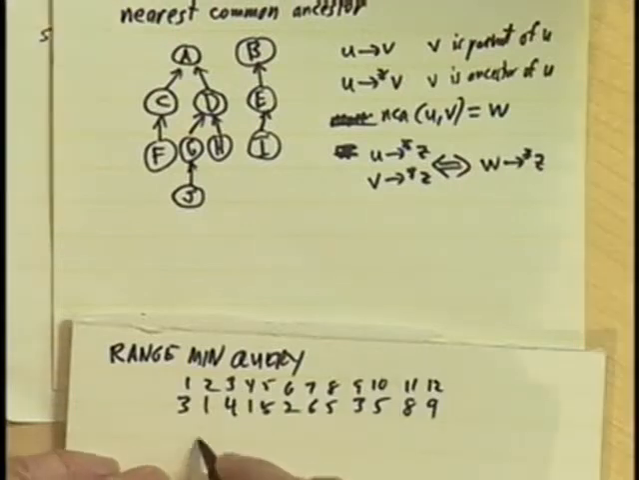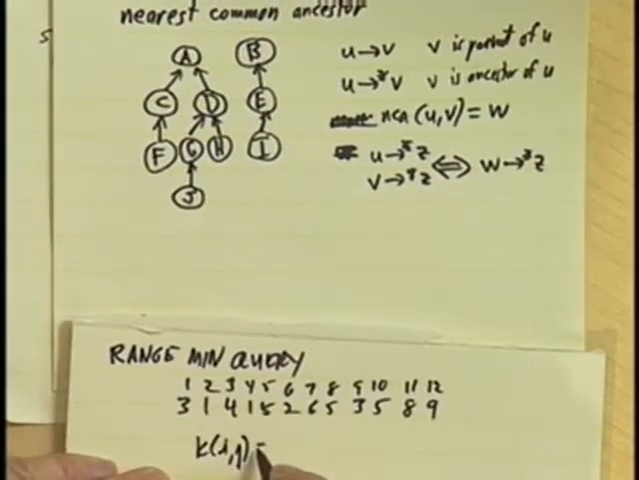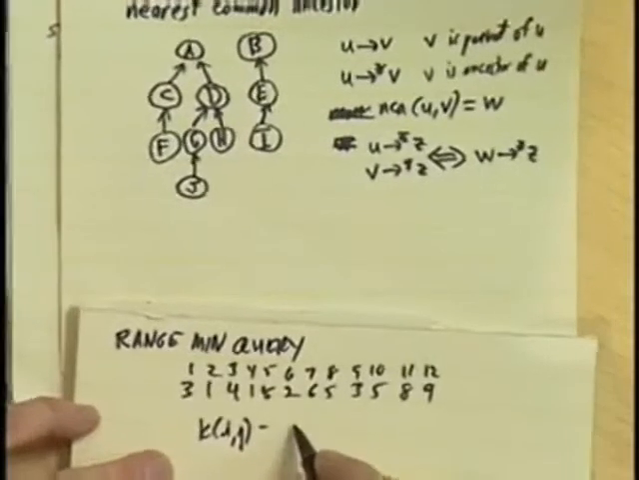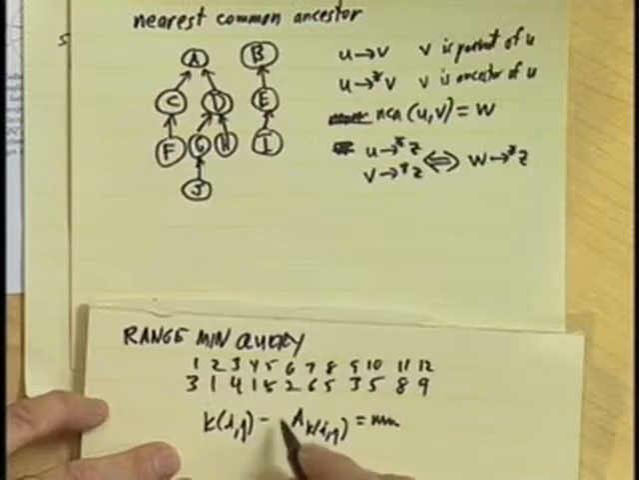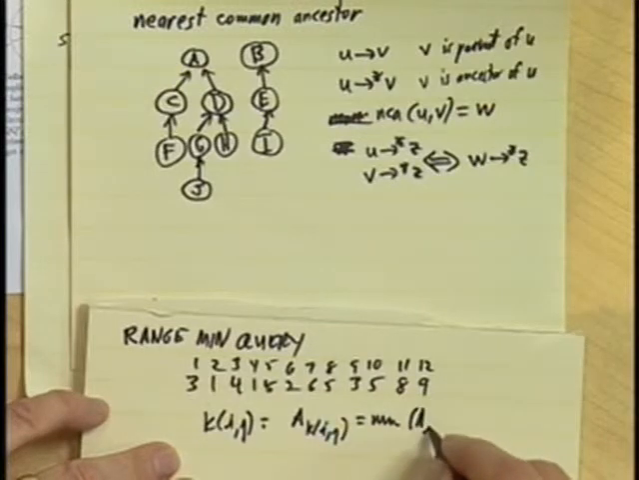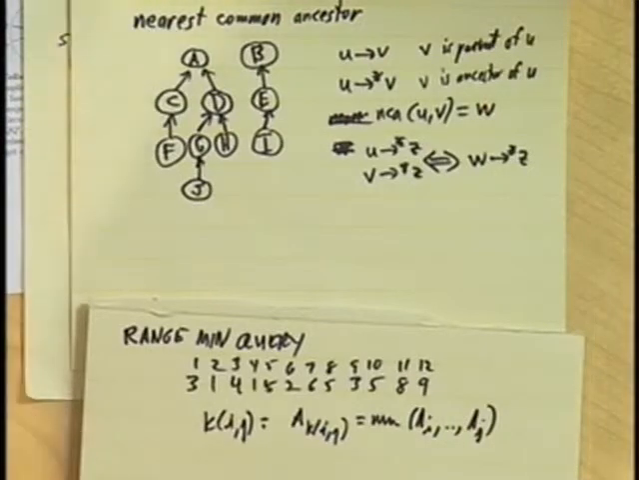So the range minimum, k of i,j, is such that a sub k(i,j) equals the min of a of i through a of j. That's the range minimum query problem. And in case of ties, we take the leftmost position where it is. Now, the range minimum query problem turns out to be equivalent to the nearest common ancestor problem, and there's a beautiful construction that will demonstrate this, and I'll show you how it works.